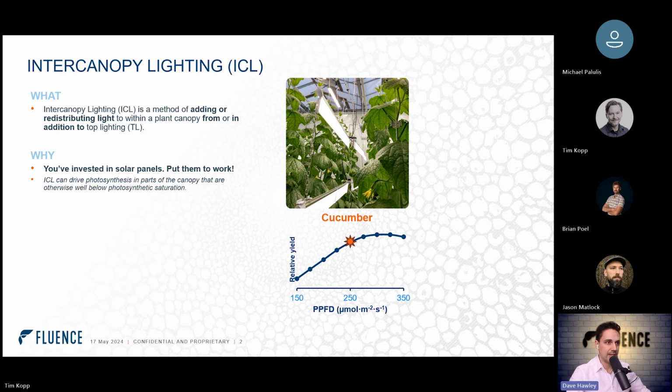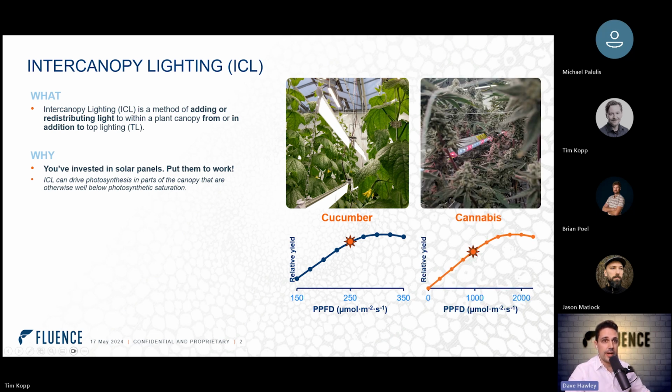You can see, for instance, that at 250 micromoles, where people typically are lighting cucumbers, we're at this inflection point where as you add more light on the x-axis, your relative yield that you get back starts to plateau off shortly past 250 micromoles. Cannabis is a little bit different, right?